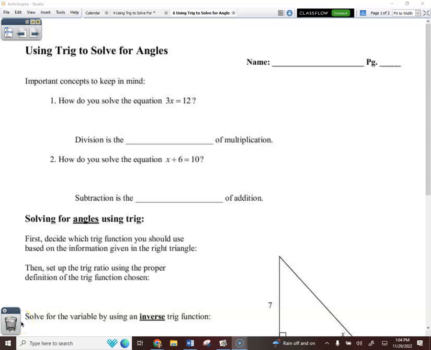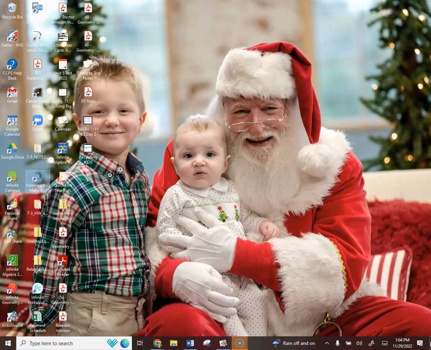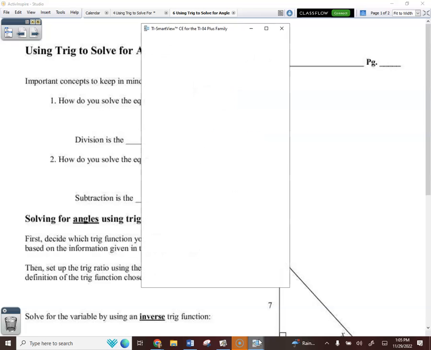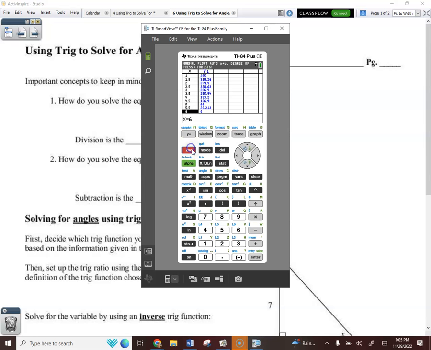First you need to make sure your calculator is in the correct mode. Please click the mode button. Please make sure that the word degree has been highlighted. While you're doing that, I'm going to pull my calculator up. So just click mode, make sure degree is highlighted, and then get out of it.